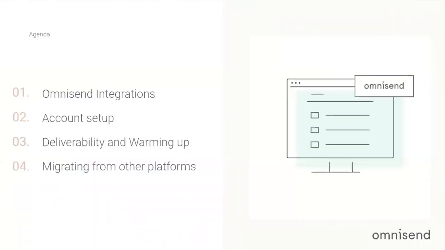So we will talk a little bit about Omnisend integrations, store connections, and third-party apps. Account setup, so more about different settings that you should enable on your account, like language setup, sender's email verification, time zone, and more. A little bit about deliverability and warming up, so that's a very important step when starting up. And finally, about migrating from other platforms in case that applies for you.